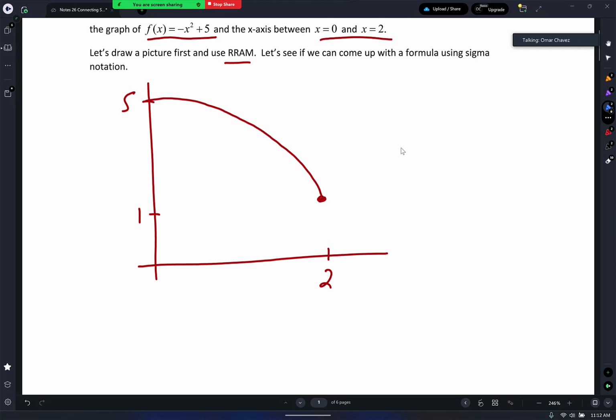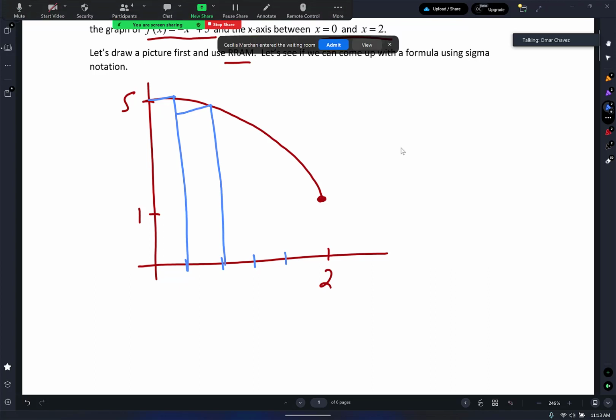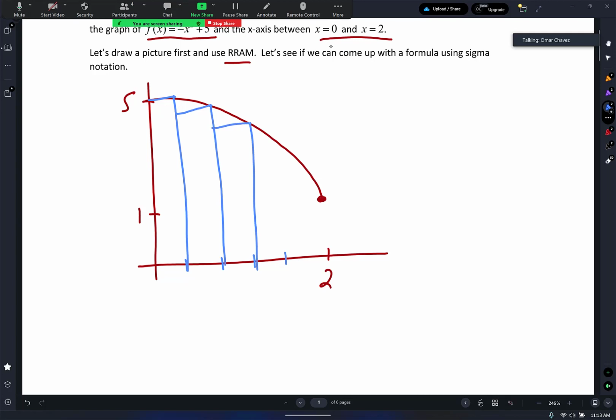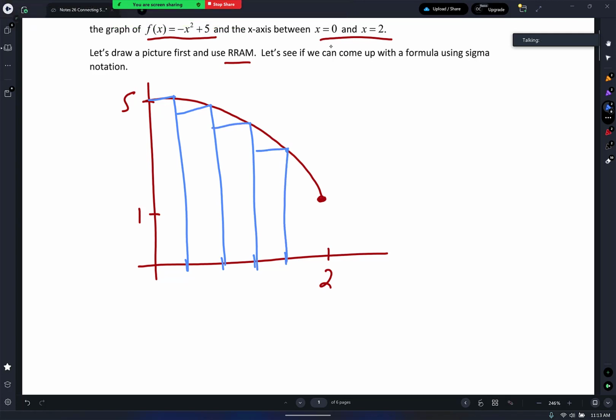Let's draw a picture first using RRAM. How many rectangles did they want? 5. All right, so let's see if I can fit 5. 1, 2, 3, 4. And then we're doing RRAM, so it's going to look like this. Because this is a decreasing function, this approximation is going to be an underapproximation. That's not a big deal.